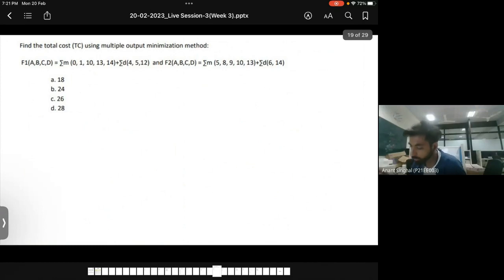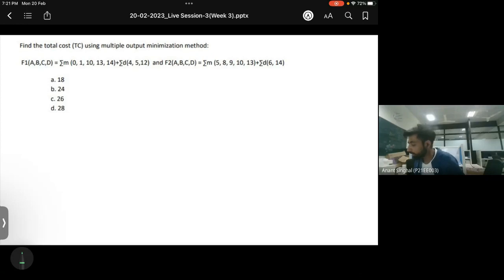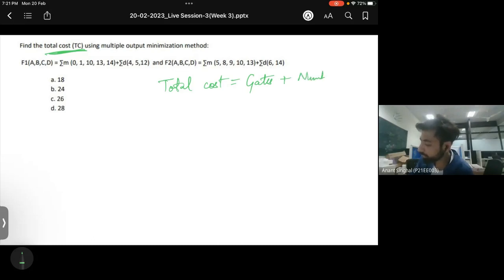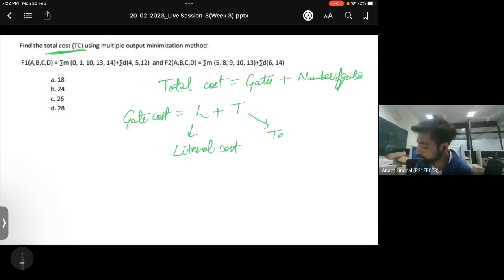Yeah, so this is one of the total cost questions, which is one of the topics of this week. First of all, I'll try to cover the basic concept of what this total cost is. Total cost is nothing but the cost of gates and the number of gates that we are using. And gate cost will be nothing but the literal cost and the total terms cost. So this is the literal cost and this is terms.